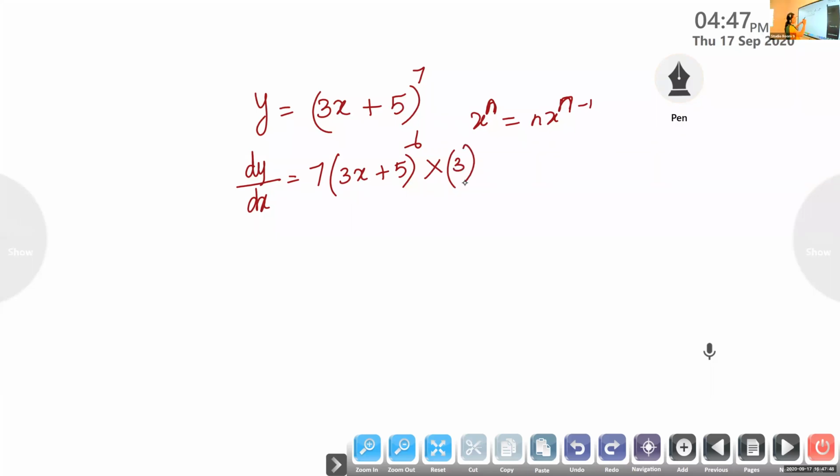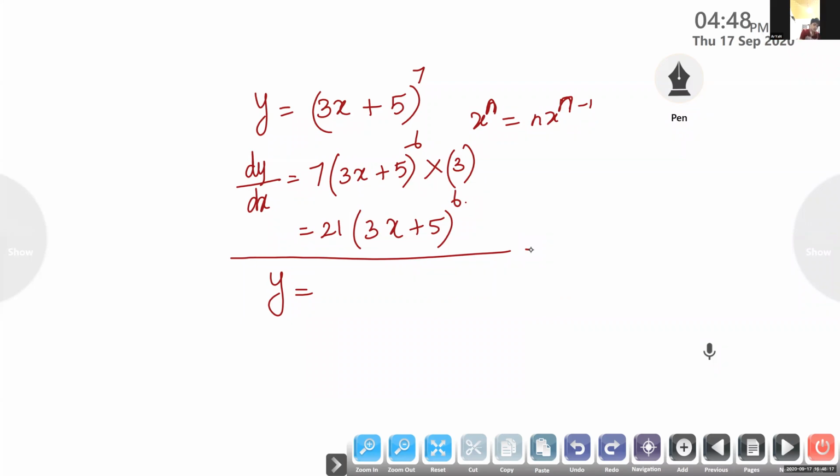Aryan, is it okay? Yes, ma'am. What is the derivative of x raised to n? n x raised to n minus 1, into the derivative of 3x plus 5. So which is 21 into 3x plus 5 whole raised to 6. Now let's do the next one.